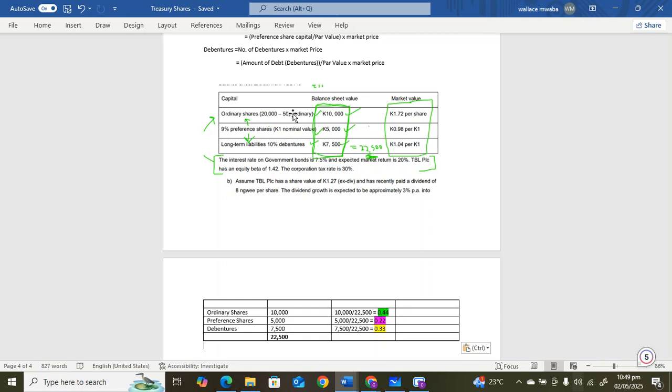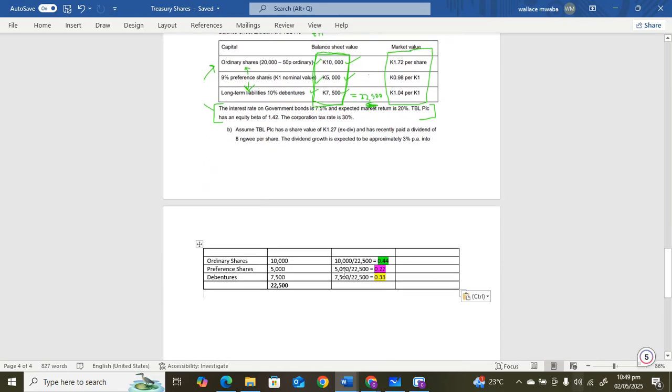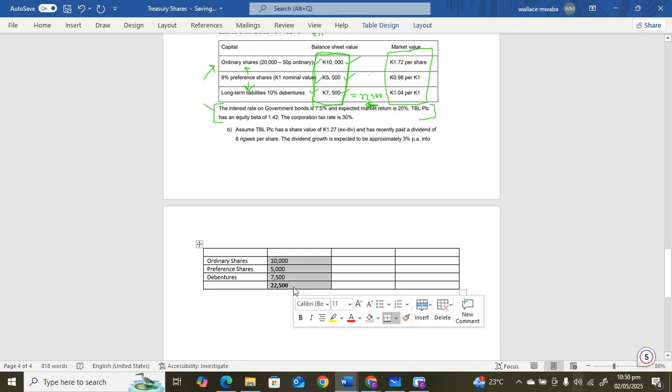Okay, now the next part. We said, what's the market value of ordinary shares? So we say 20,000 number of shares times the market price of 1.72, we get 34,400.